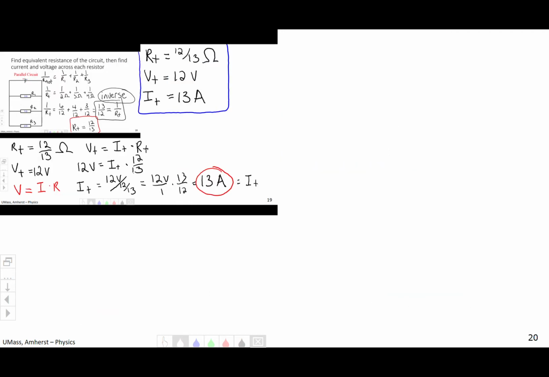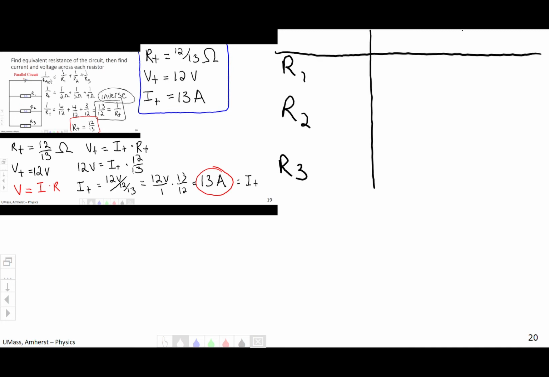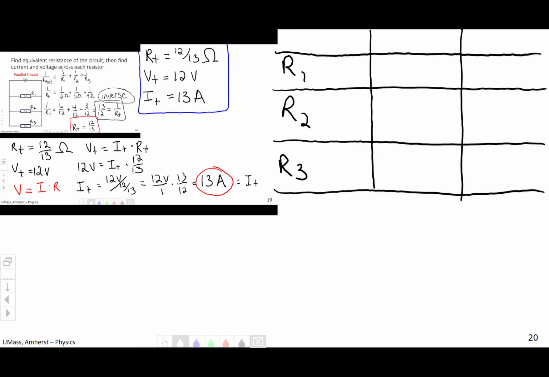Let's move on to the individual circuit elements. Let's make a table, and we will fill it in. All right, let's start with the resistance of each of these. R1 is 2 ohms. R2 is 3 ohms. And R3 is 4 ohms.